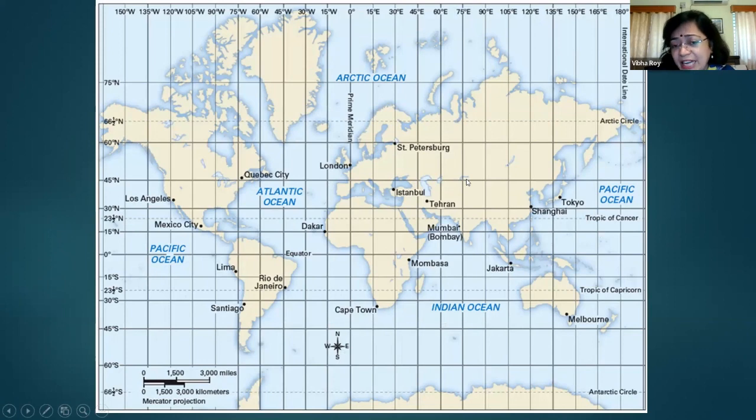So what does it mean if you are on the east? What does it mean if you are on the west? This also we should explain to them. If you are in the east, it means you have to add the time. See, 360 degrees longitude. So for every degree, how much difference of time will there be? That we should help them to calculate.